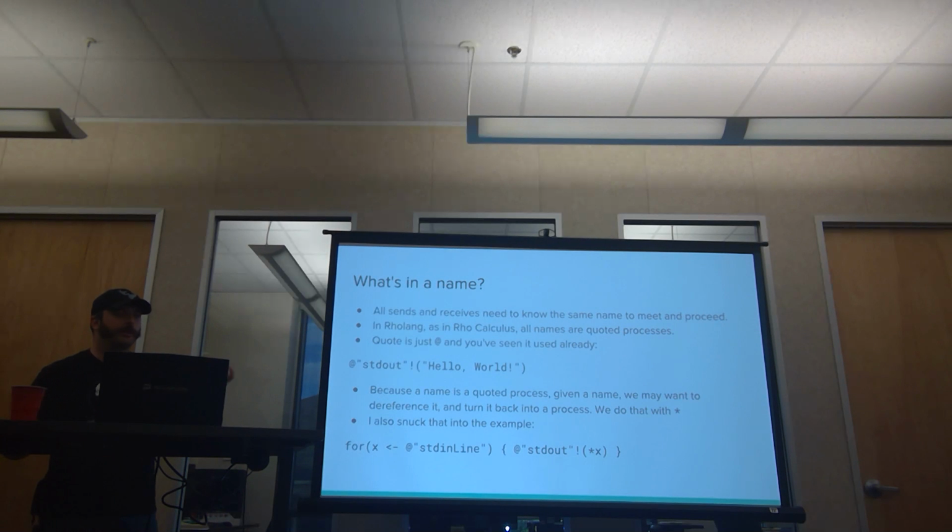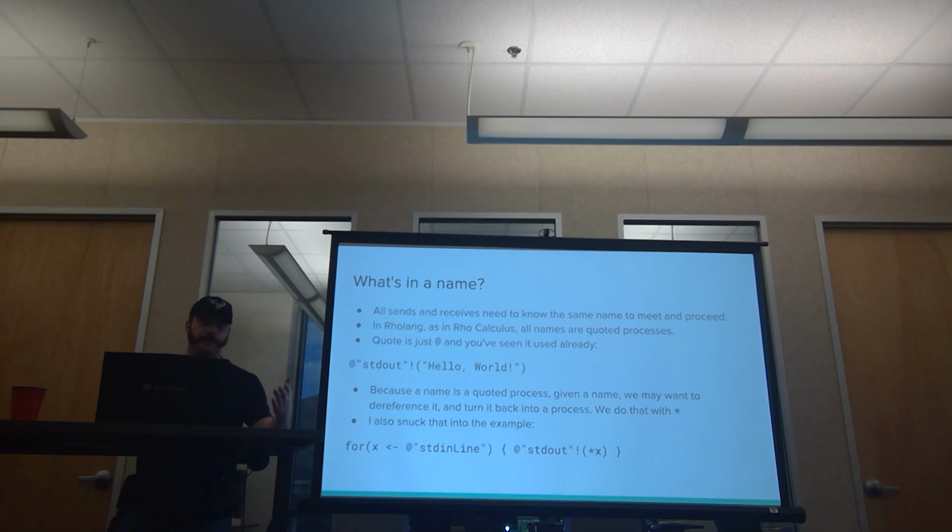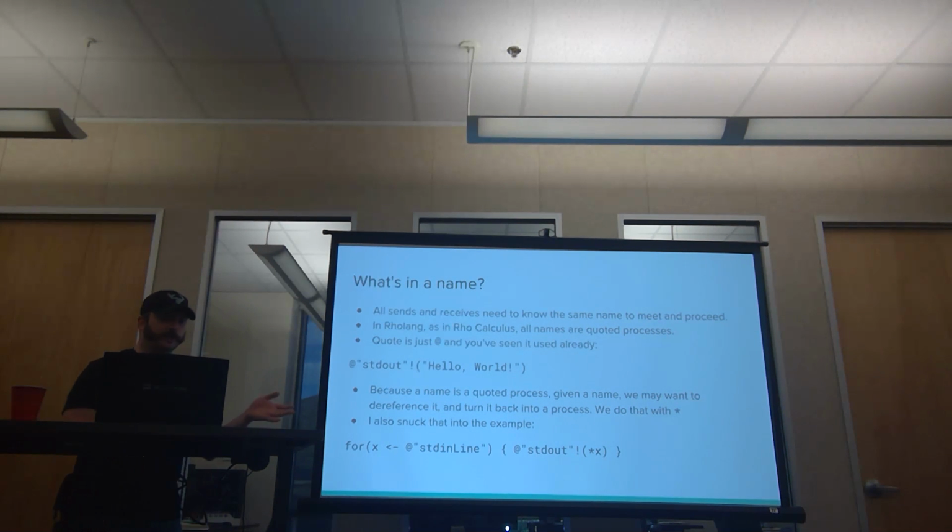All right. So like I said, all of the computation in RHOLANG occurs because of sends and receives. Sends and receives require names either to send on or to listen on. And the names need to be the same in order for something to happen.